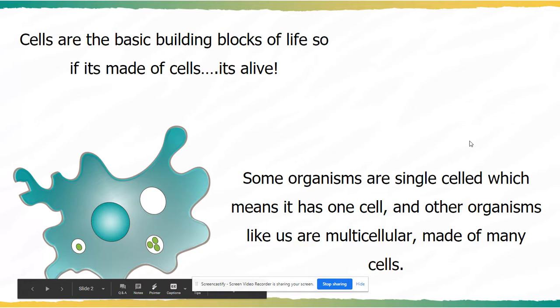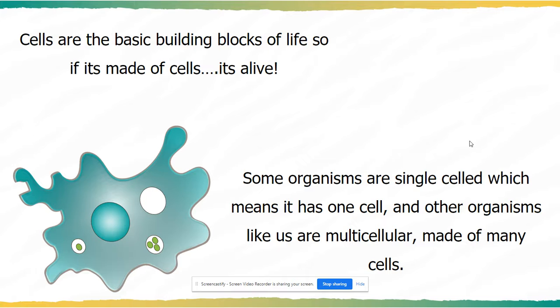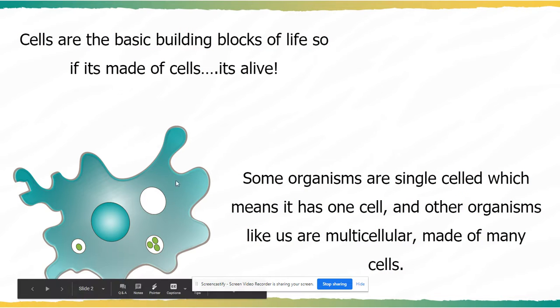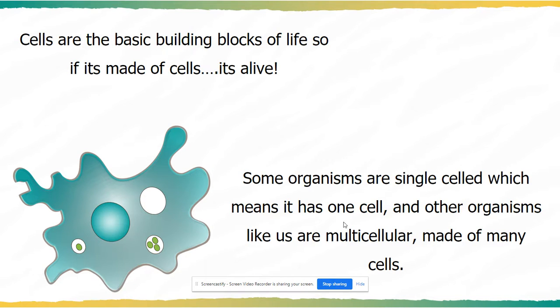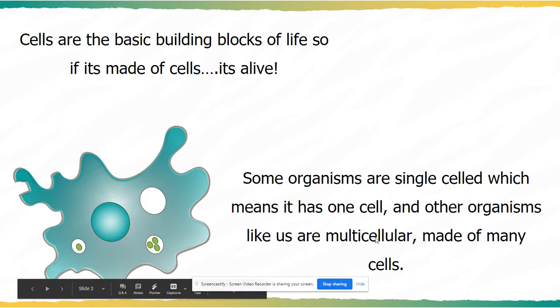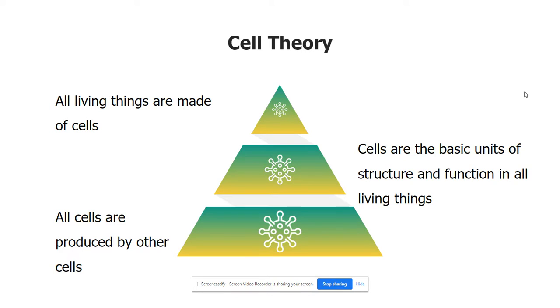Today we are going to talk about plant and animal cells. Last week you were introduced to the cell theory, so I just want to remind you that cells are the basic building blocks of life. So, if it is made of cells, it's alive. Some organisms are single celled, which means they have one cell, and other organisms, like us, are multicellular, which means we are made of many cells.